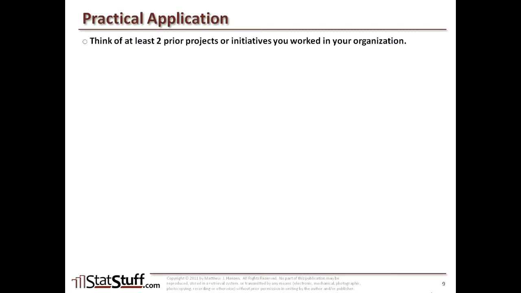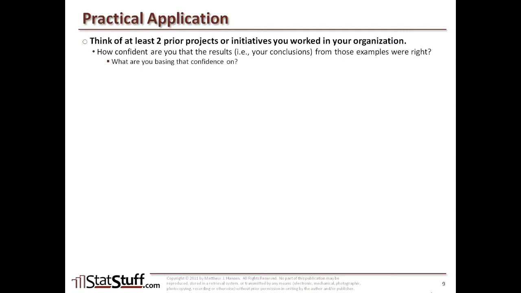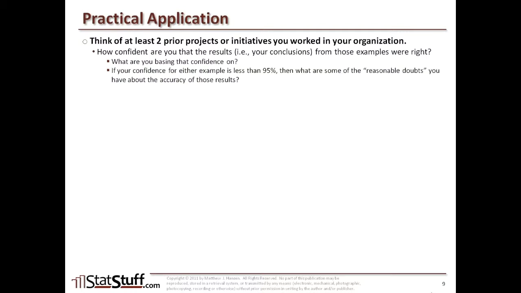All right, before we close this lesson, let's discuss how we can apply some of these concepts in a practical way. Well, try to think of at least 2 different projects or initiatives that you worked on in the past in your organization. Ask yourself the following questions. First of all, how confident are you, from a percentage standpoint, that the results or those conclusions you came to from those projects were actually correct? Now, what are you basing that confidence on? If your confidence is less than 95%, then what are some of those reasonable doubts that you might have had about the accuracy of those results?